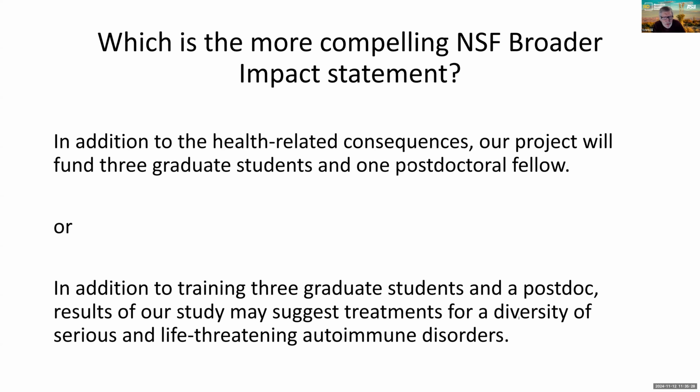Oh, that's wonderful. Okay, that's all wonderful, and agencies just love that kind of outreach, and you should be doing that. But look at the second. In addition to training 3 graduate students and a postdoc, results of our study may suggest treatments for a diversity of serious and life-threatening autoimmune disorders. So at least mentioning what your problem is and what the broader implications of your solution for that problem will be, and not just we're going to educate some undergraduates and a graduate student and a postdoc. Everyone does the former. Almost every proposal that I see talks about training, and most of them don't do anything else. I don't think that's really covering the broader impact of the work that you're doing.